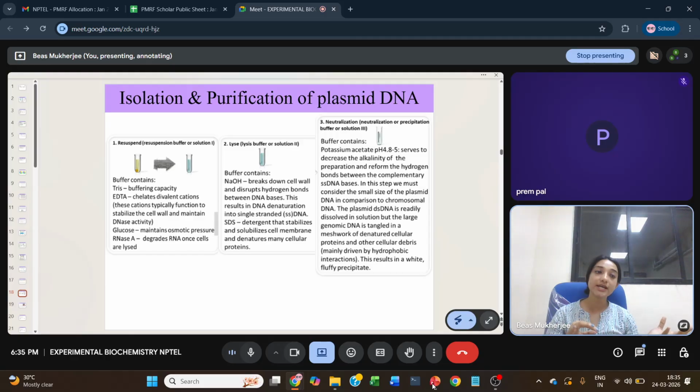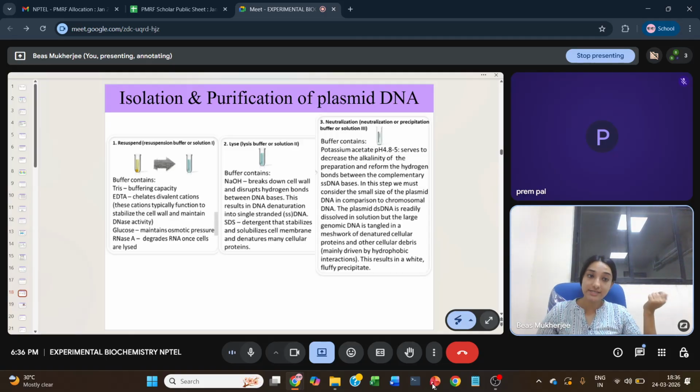Okay, so now both the DNA are getting denatured. So the result is DNA denaturation into single-stranded DNA, and SDS is also there. SDS detergent stabilizes and solubilizes the cell membrane and denatures the proteins. Okay, that is the role of SDS.